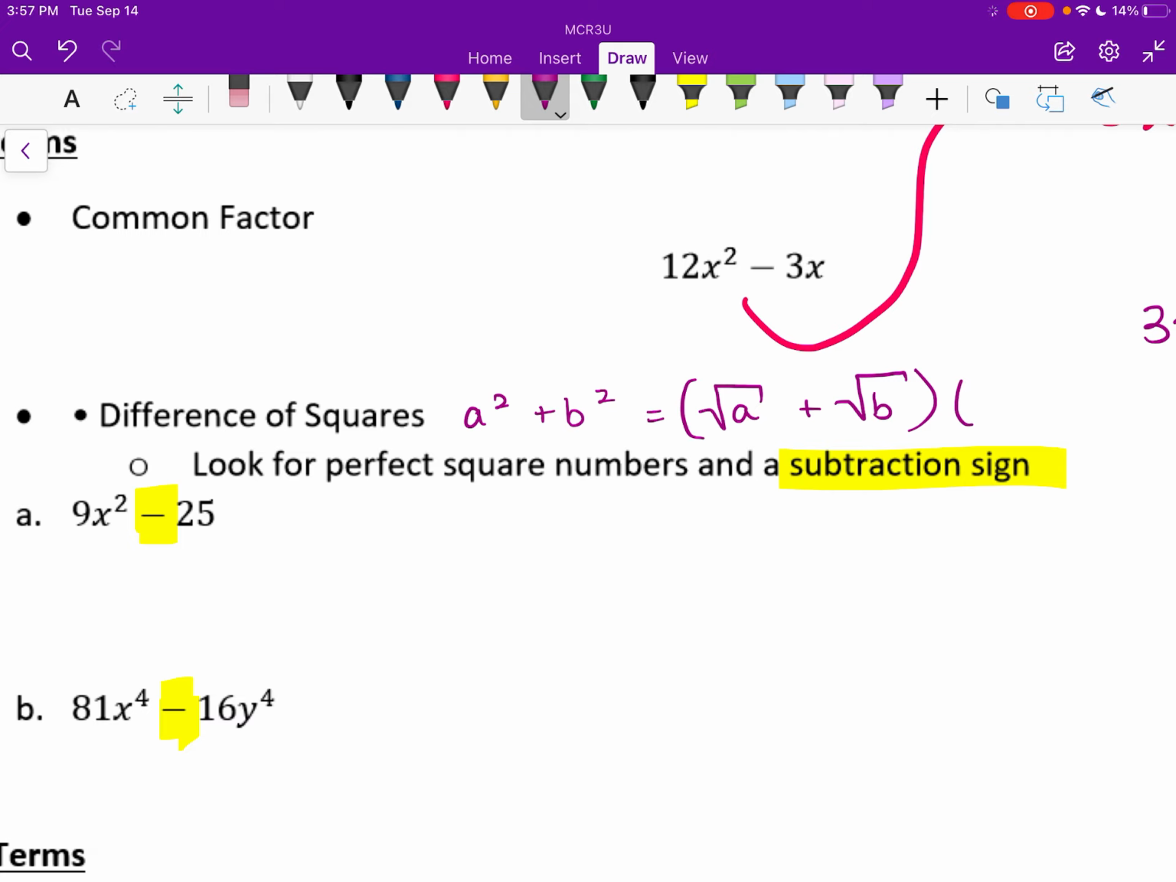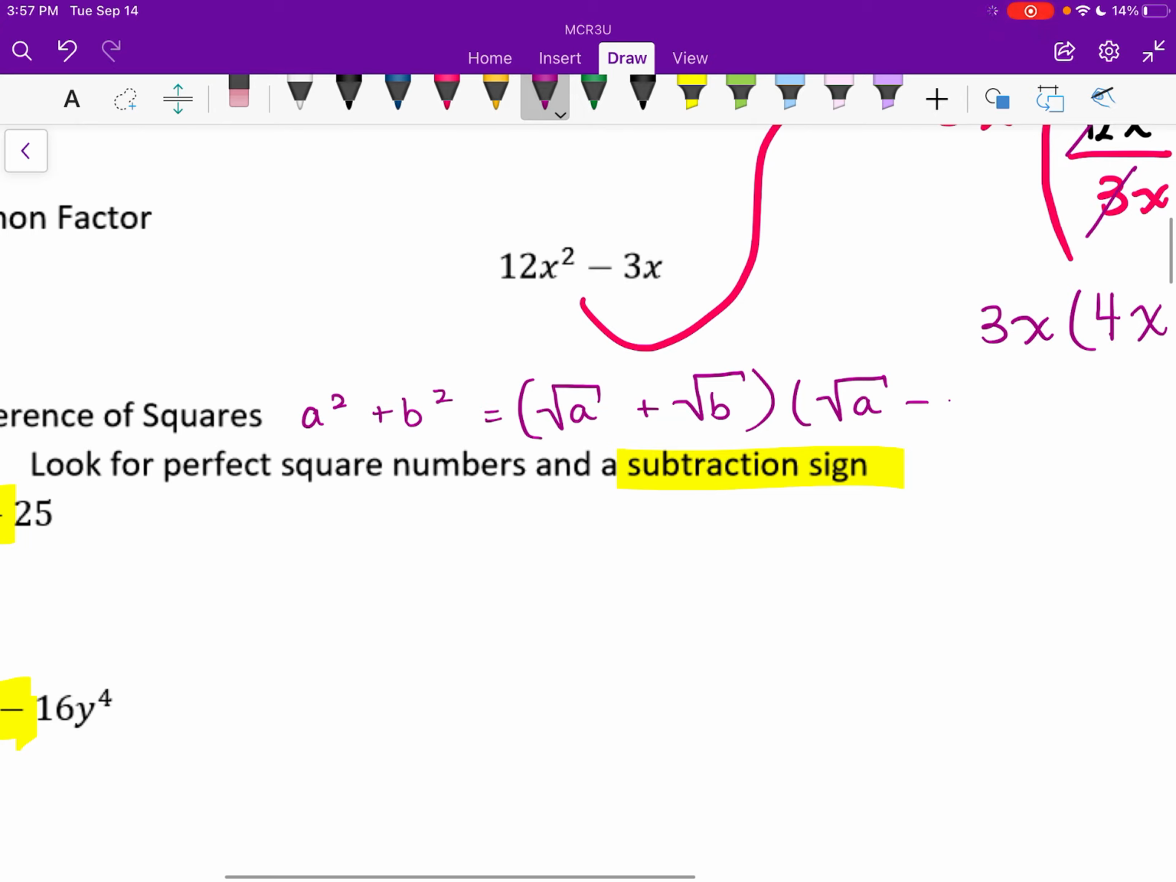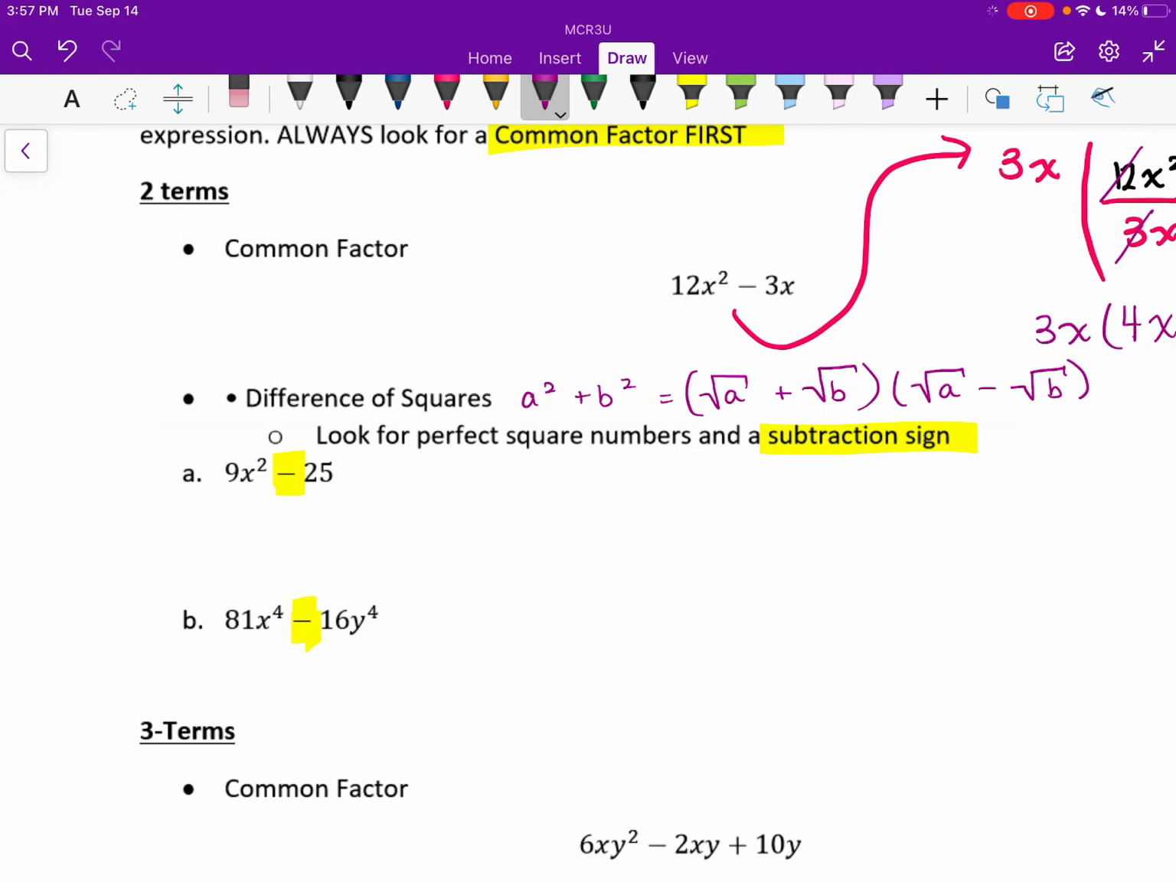And then in the second bracket, you take the square root of the first one, subtract, and then the square root of the second one, right? And that's what you're left with. So a squared plus, oh, sorry, that shouldn't be plus, it should be minus, and it always needs to be a minus. You can never have a plus there. It's not the right answer. And do it that way.